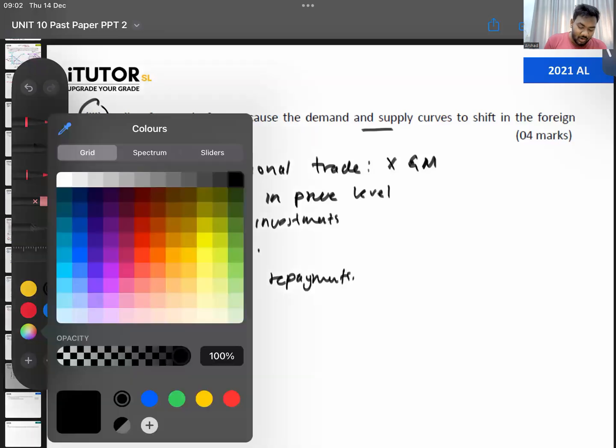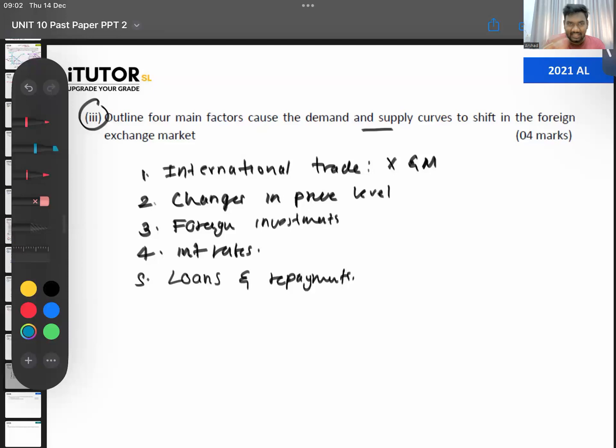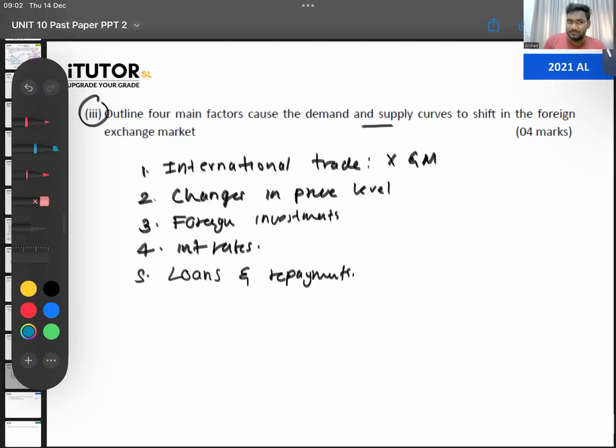Okay. So outline means, Lamai, you have to give like a small 1 to 2 line explanation. Okay, don't just state like I have stated. Give a small 1 to 2 line explanation in your own words.